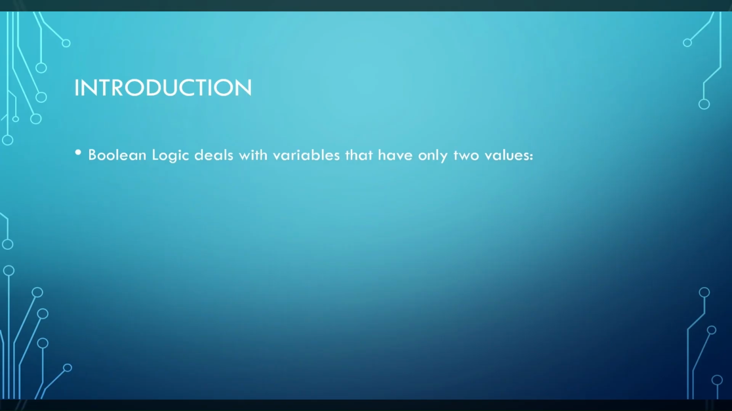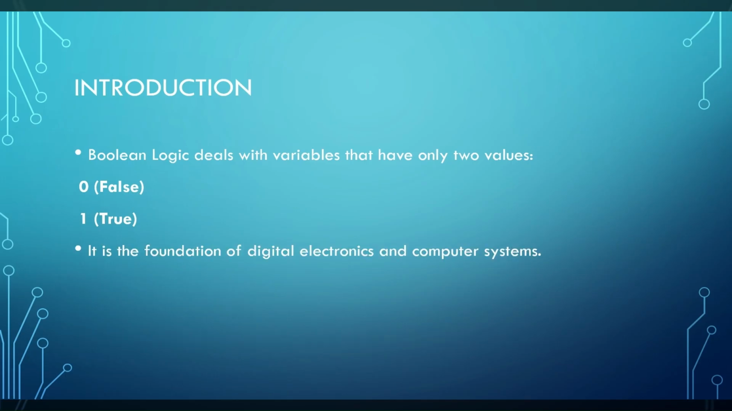Boolean logic basically deals with variables that have only two values. See, a computer, as we have studied, is binary, has only two inputs, and it has the language of binary, and binary consists of 0 and 1. So in Boolean algebra, 0 stands for false and 1 stands for true. That is the main logic of Boolean algebra. We have two values, 0 and 1, which stand for false and true respectively.